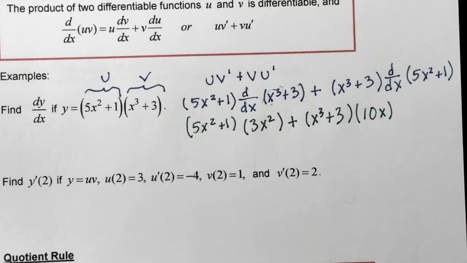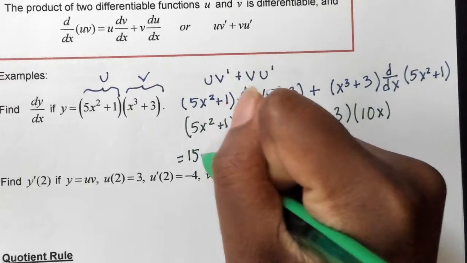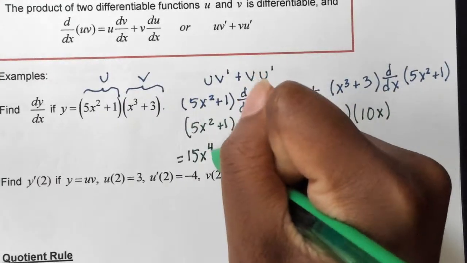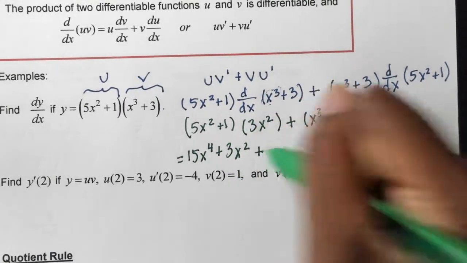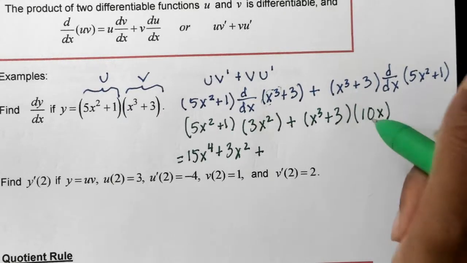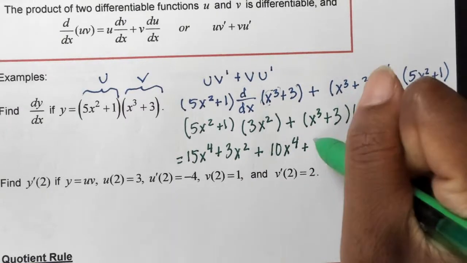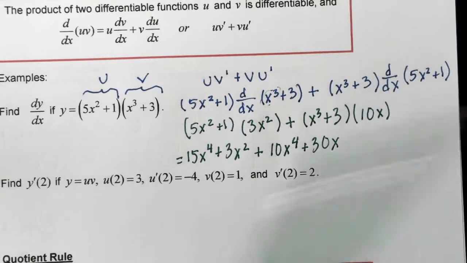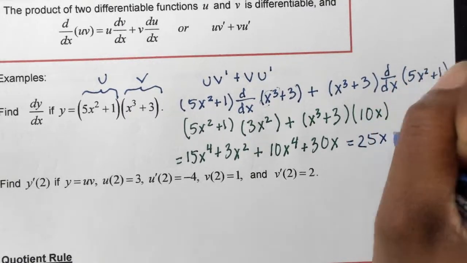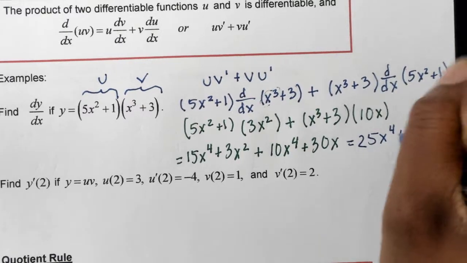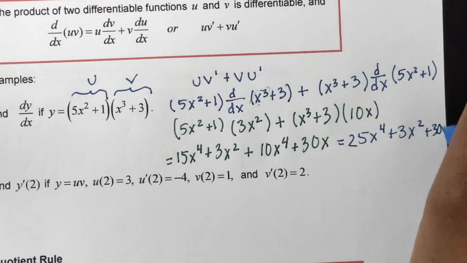Now we can simplify. So we have 15x to the 4th plus 3x squared plus 10x to the 4th plus 30x, which all simplifies down to 25x to the 4th plus 3x squared plus 30x.